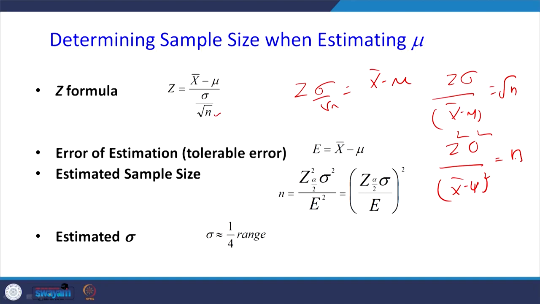The numerator, this x bar minus mu, we are going to call it the error of estimation, otherwise tolerable error. So sample size is z square sigma square divided by error square. Since the square is there everywhere, we can bring it to common. Many times the value of population standard deviation may not be known, so there is an approximation. One fourth of the range of the data which you have collected can be taken as standard deviation.